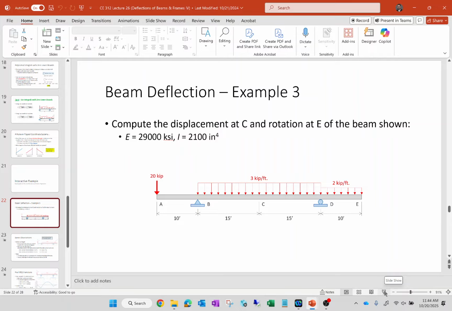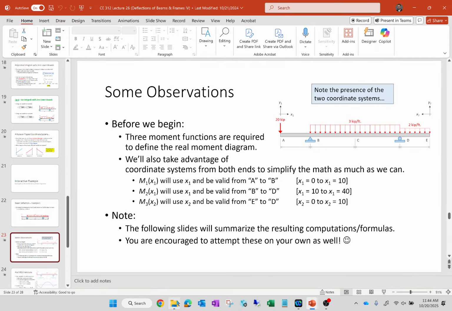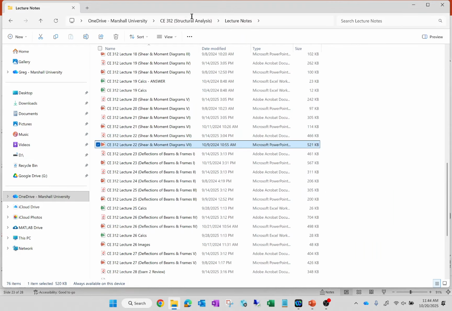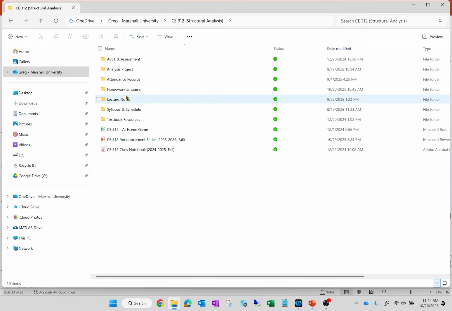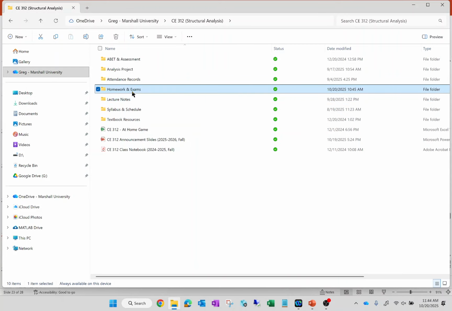So, I have a question for the homework. I have an answer. Do you recommend that we construct the shear moment diagram for the homework problem? Yes, I do. And let me pull this up.